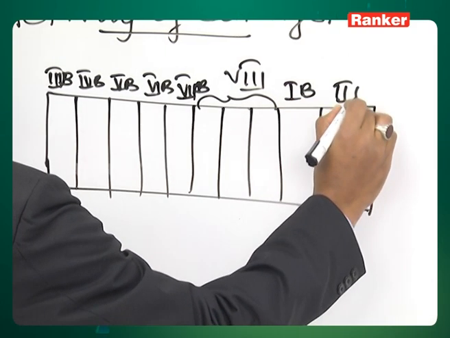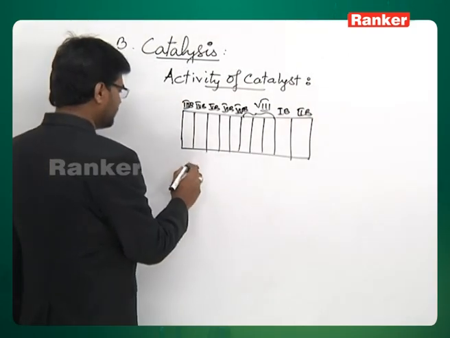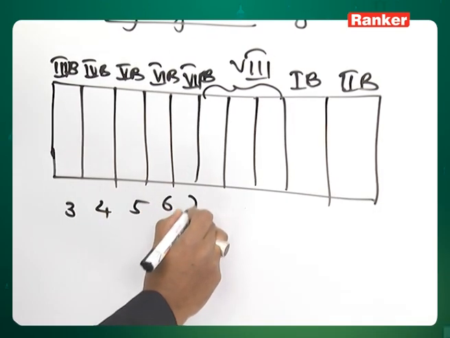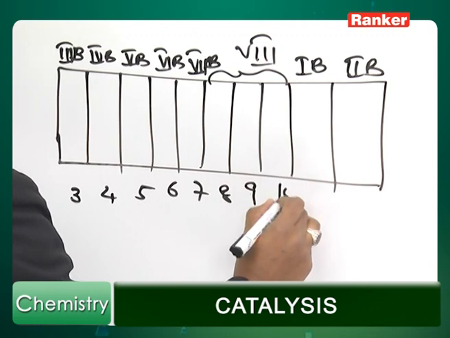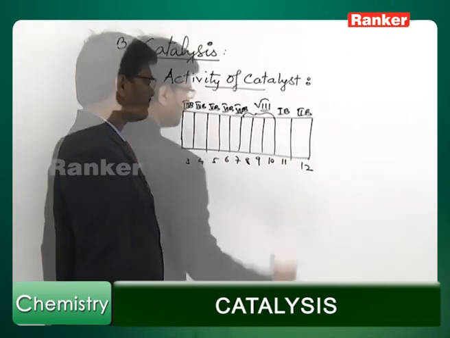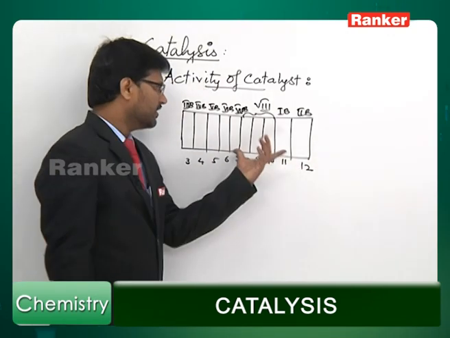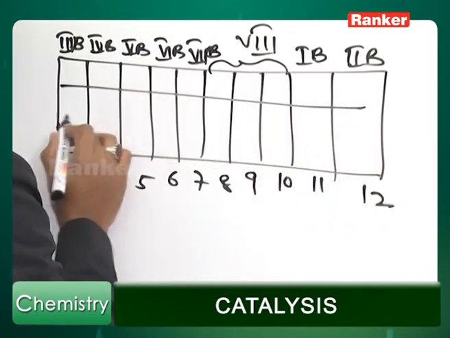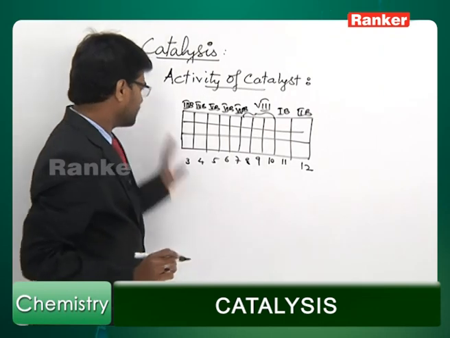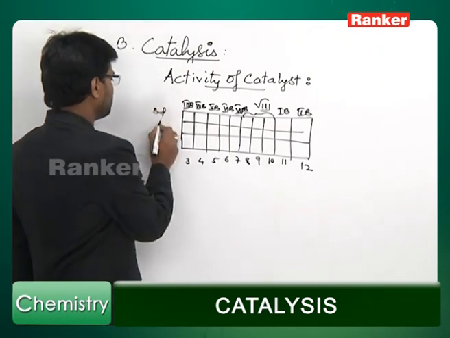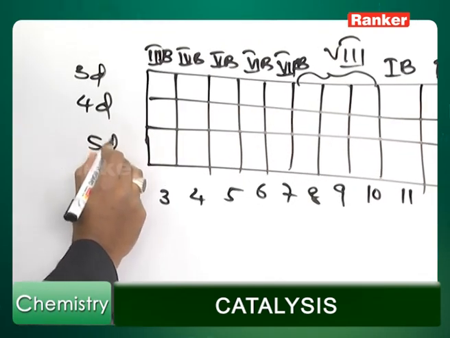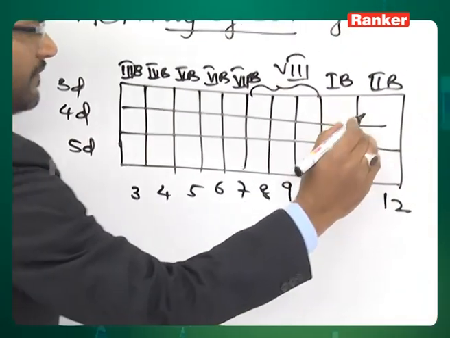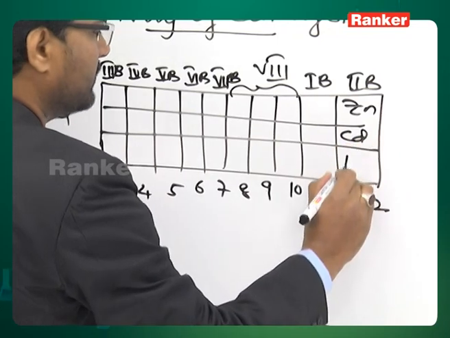1B, 2B. As per IUPAC convention, we can take it as 3rd, 4th, 5th, 6th, 7th, 8th, 9th, 10th, 11th, 12th. Now, this is the D block of the long form of the periodic table. I hope you have realized there are three series: this is the 3D series, this is the 4D series, and this consists of the 5D series. You have scandium, titanium, vanadium, chromium up to zinc. This is cadmium, this is mercury.